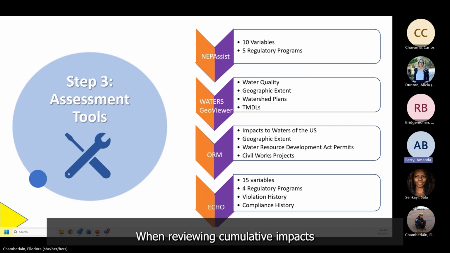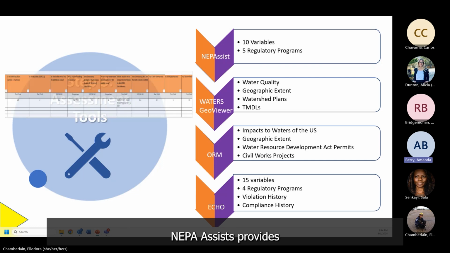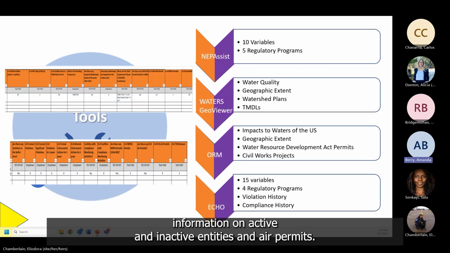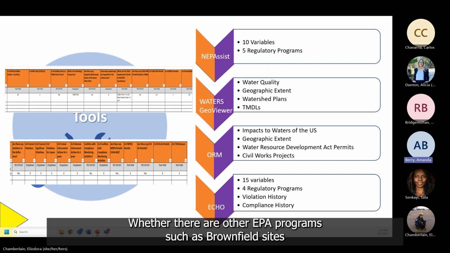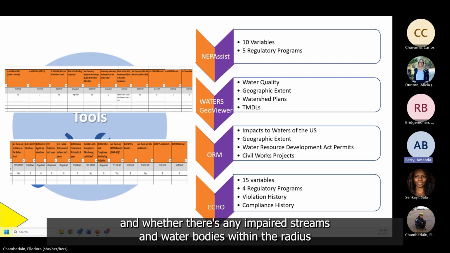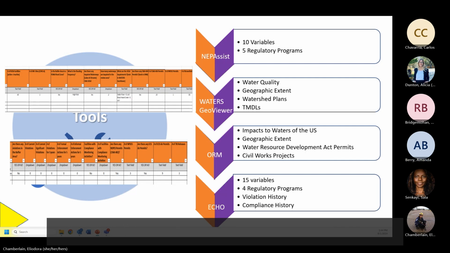When reviewing cumulative impacts for other EPA programs, we use the following 4 tools. NEPA Assist provides information on active and inactive NPDES permits and air permits, whether there are other EPA programs such as brownfield sites within the review area, whether it's in a FEMA flood zone, and whether there are any impaired streams and water bodies within the radius. Waters GeoViewer builds on NEPA Assist by showing what those impairments are.